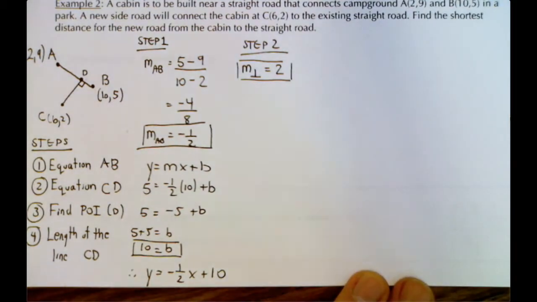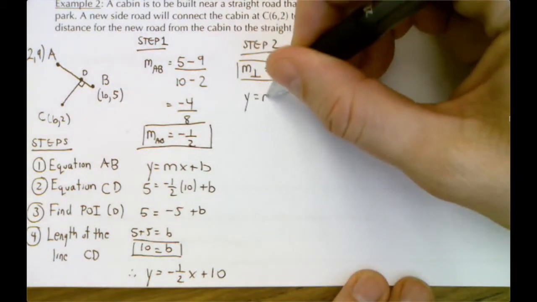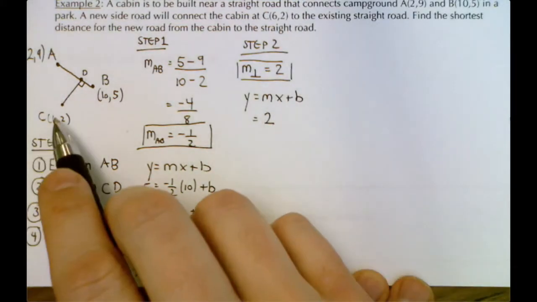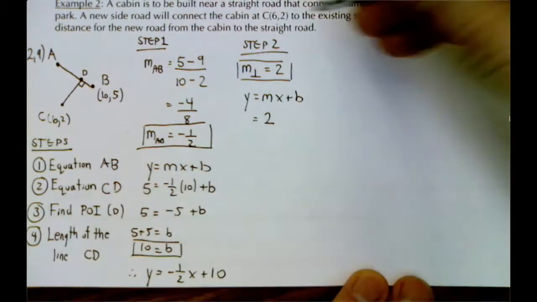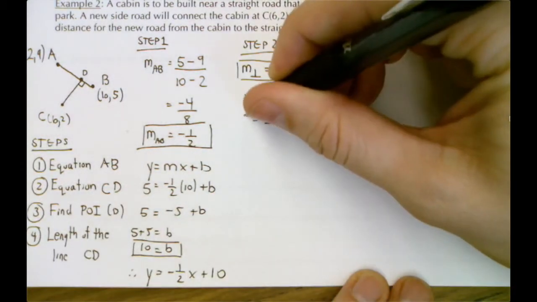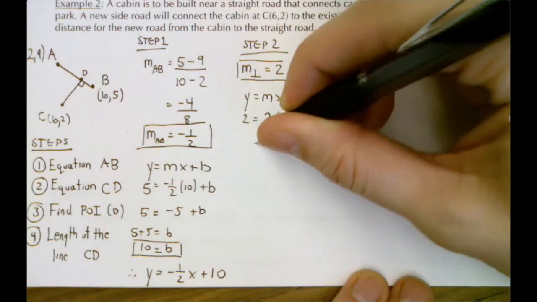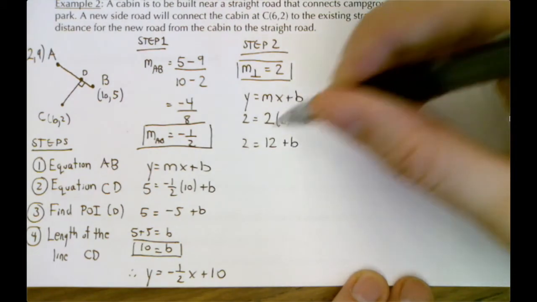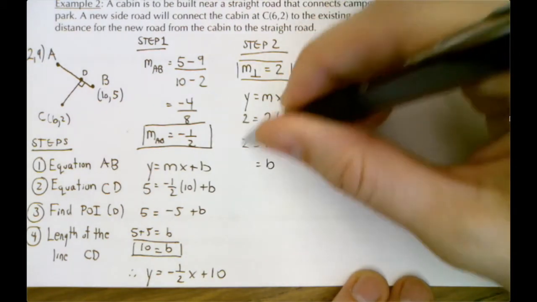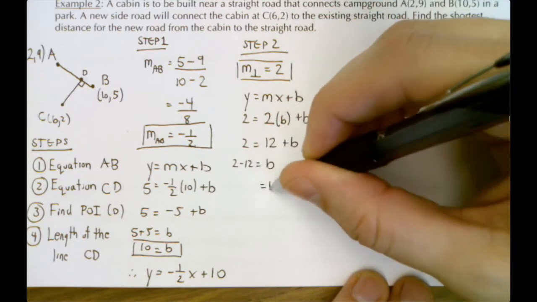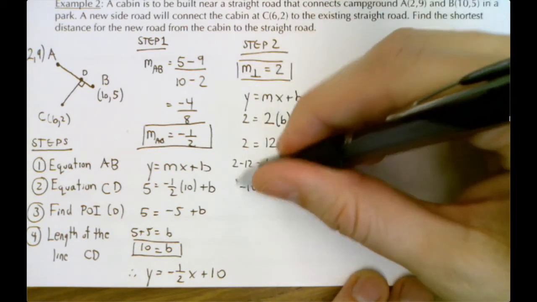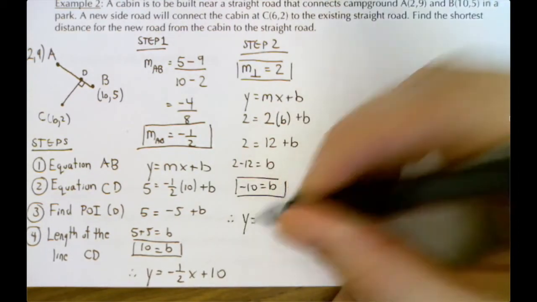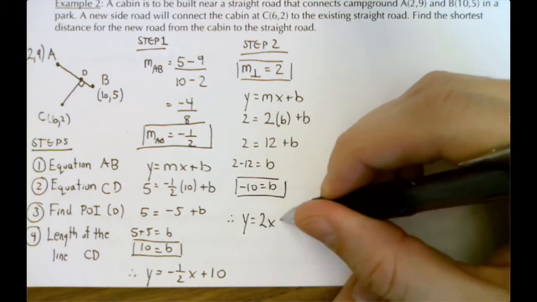And now we use the equation and a point. Our equation will be y equals mx plus b. We just found the slope is 2. The only point we have on this line right now is 6, 2, so that's what we have to use. 6 for x, 2 for y. 2 times 6 is 12. Move the 12 over, we get 2 minus 12. So b is negative 10. So therefore, y equals 2x minus 10.